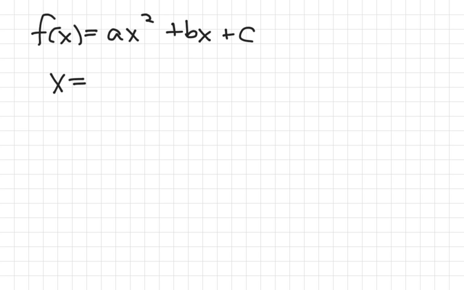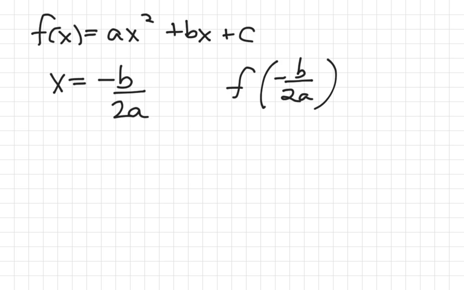Another way to find a maximum or minimum value of a quadratic equation is to instead find something called the axis of symmetry. The axis of symmetry, that line that goes down the middle of the graph, also tells you the x-coordinate of the vertex, and the formula is x equals negative b over 2a. So if you want to find a maximum or minimum value, then you just plug that value back into the original function, and it'll tell you that max or min value.